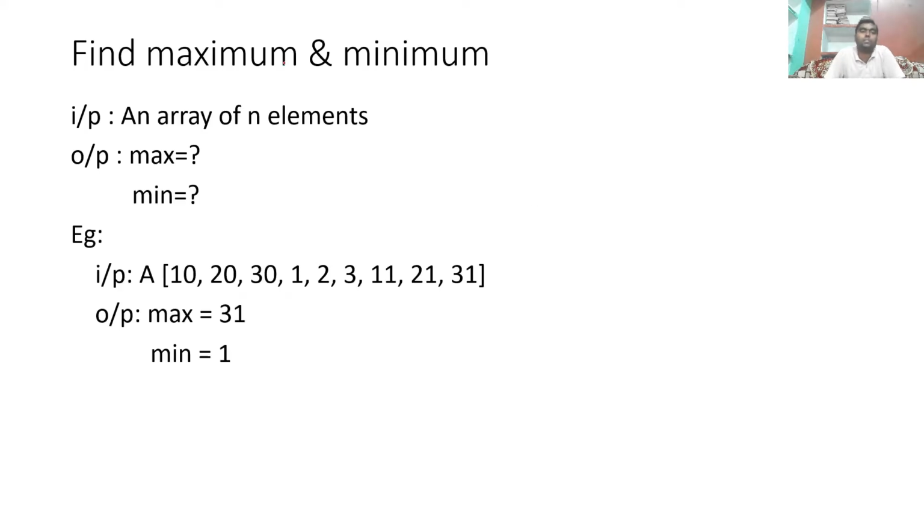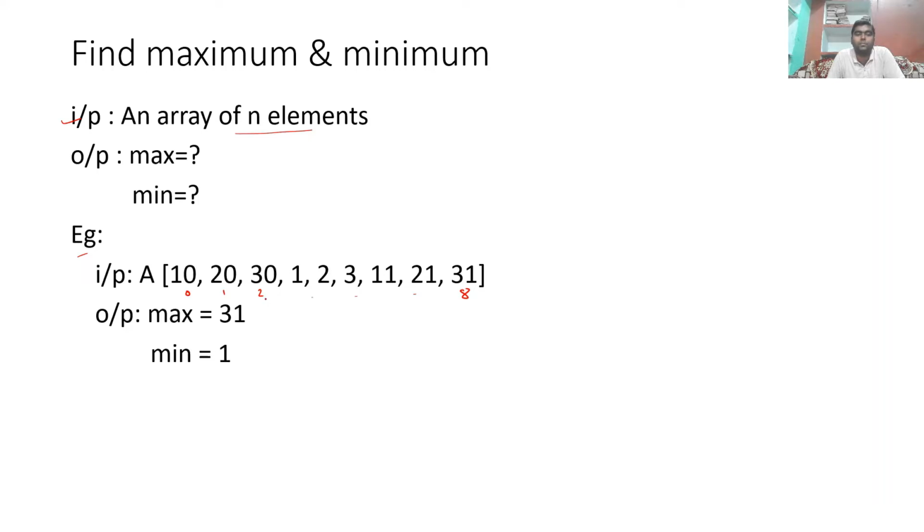So basically what is the problem in hand? The input is given an array of n elements and we are supposed to find maximum and minimum out of the n elements. So as an example, the input array A is like this: 10, 20, 30, 1, 2, 3, 11, 21, 31. So there are overall 9 elements and indexing is always applicable like 0, 1, 2 and so on, up to 8. So 0 to 8, overall 9, and we are supposed to find maximum and minimum.